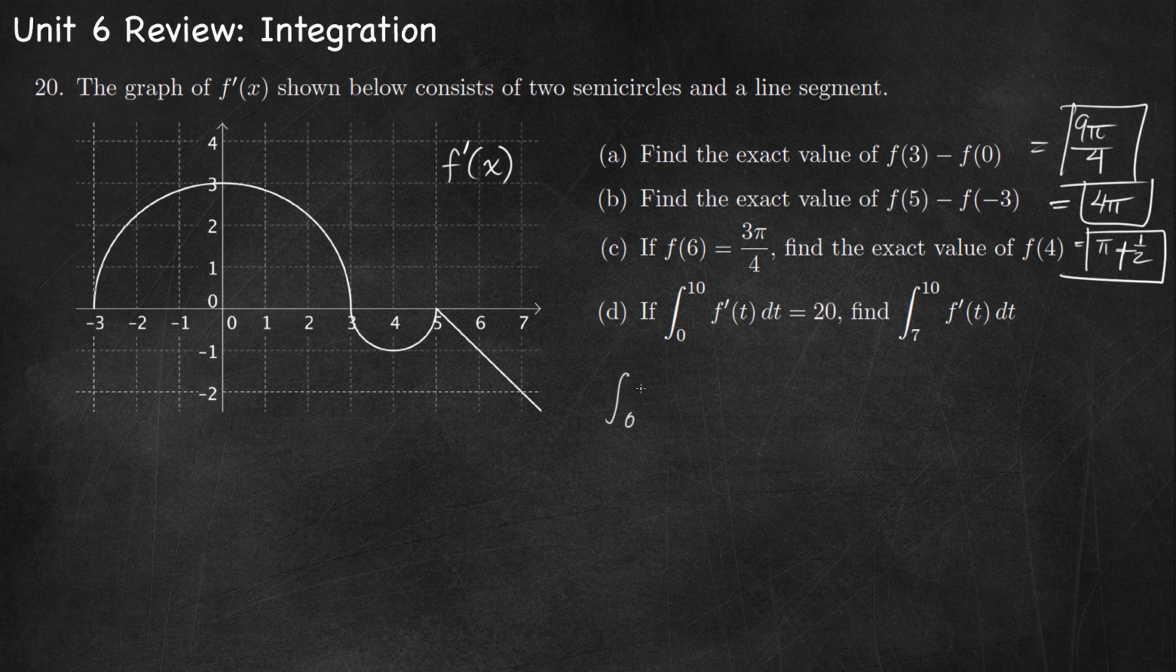So the integral from 0 to 10 is the same as the integral from 0 to 7 plus the integral from 7 to 10. Right? That's if we start at 0, stop at 7, and then pick right back up again at 7 and go to 10, that's going to give us the same result as if we went straight from 0 to 10. We know the integral from 0 to 10 is 20, so the right-hand side now is 20. We don't know the integral from 7 to 10. That's what we want to find.